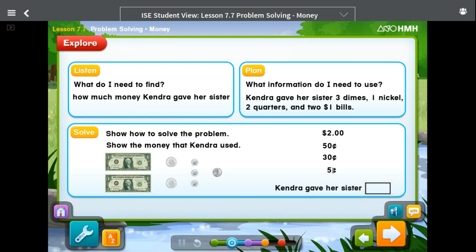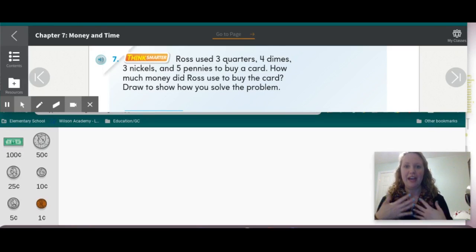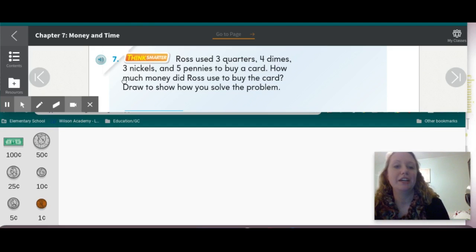$2.85. All right, now we're looking in our book to solve more problems involving money. Number 7. Ross used 3 quarters, 4 dimes, 3 nickels, and 5 pennies to buy a card. How much money did Ross use to buy the card? Okay, that's what I need to find. Exactly what the question asks me. The information I have is up here: 3 quarters, 4 dimes, 3 nickels, and 5 pennies.